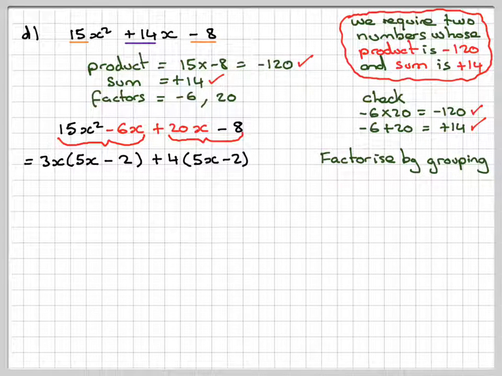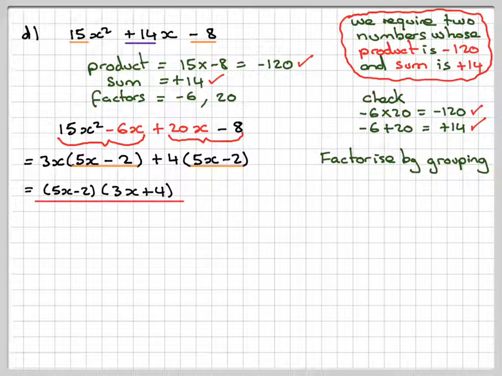Now if you've done the whole procedure correctly, these two brackets here, which I've underlined in orange, will always be the same. So it now becomes a common factor, and I can take that out. So I get 5x minus 2, and what am I left with? 3x plus 4. Okay, and that's factorised.